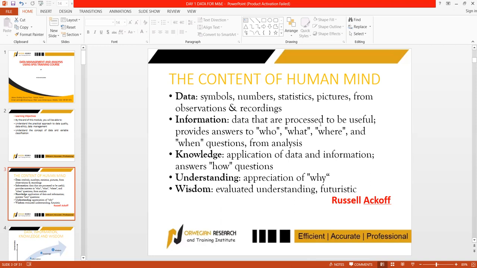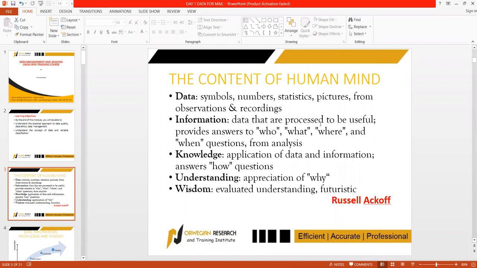Then in the human mind, there is also a section where knowledge is processed. Knowledge simply is the application of data and information that is capable of answering our how questions. And then we have understanding, which is a precision of why something is taking place. And now wisdom is the evaluated understanding of the future. We are now applying wisdom to be able to predict the future. We are using data to assist us in predicting the future. We can be able to give the forecast.